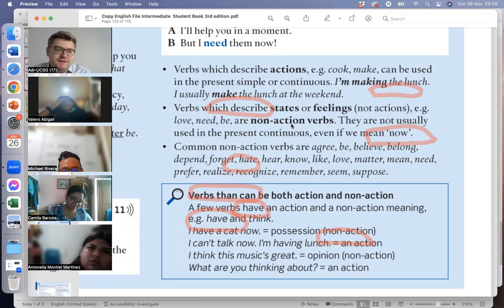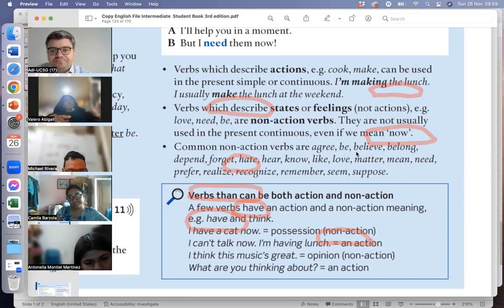Love is not, from the grammatical point of view, an action, okay? Love is the state. I love you, that's my state, that's my feelings. So with all of these non-action verbs, even if we're saying now, we are generally not going to be using present continuous. So don't get distracted by the word now and think that it's an action happening now and you have to use present continuous. In this case, we are going to be using present simple.